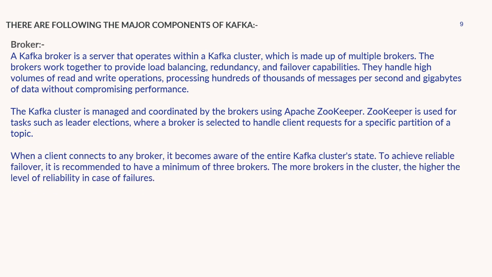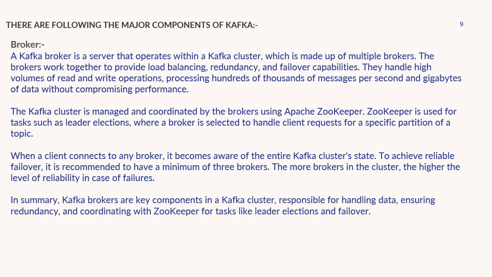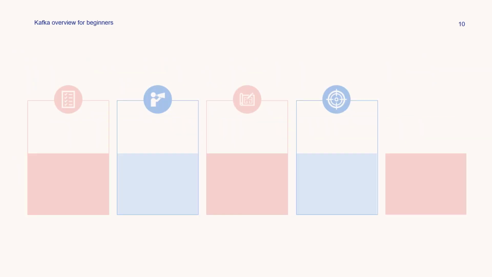When a client connects to any broker, it becomes aware of the entire Kafka cluster state. To achieve reliability and failover, it is recommended to have a minimum of 3 brokers. The more brokers in the cluster, the more reliable it is in case of failures. In summary, Kafka brokers are key components in a Kafka cluster, responsible for handling data, ensuring redundancy, and coordinating with Zookeeper for tasks like leader election or failover.